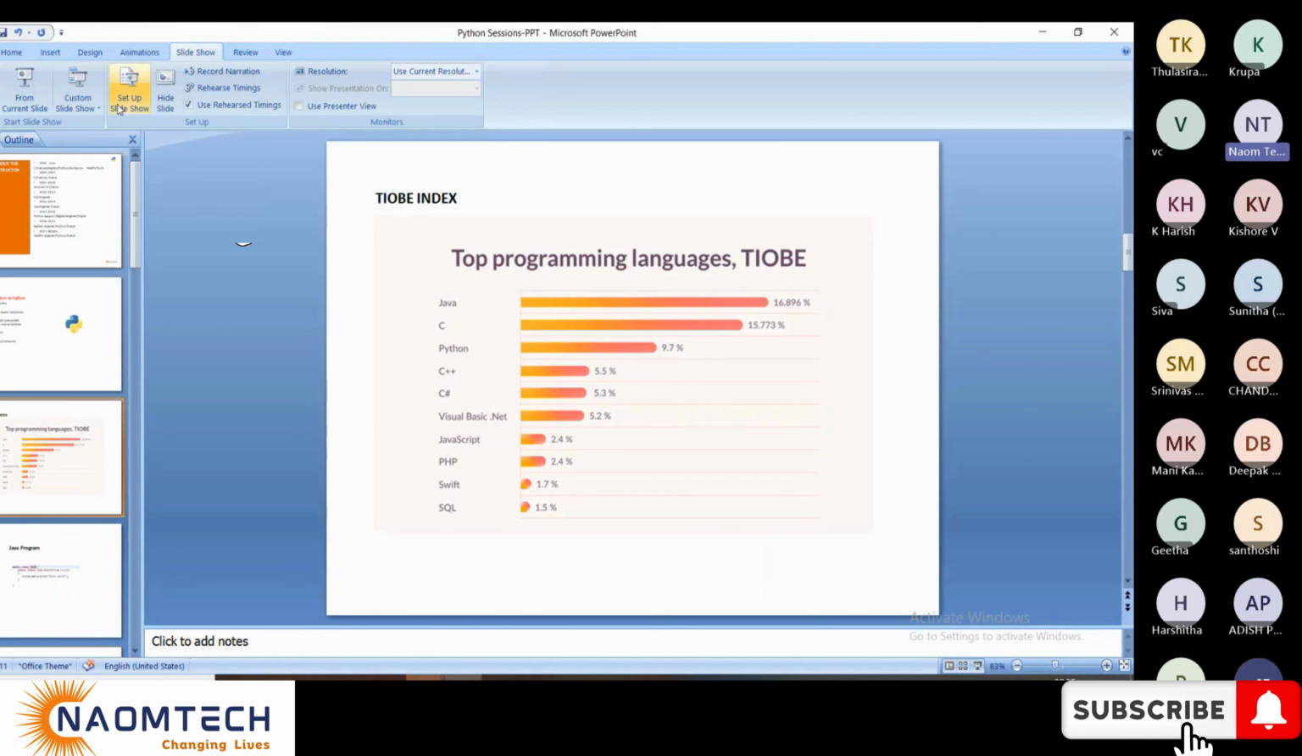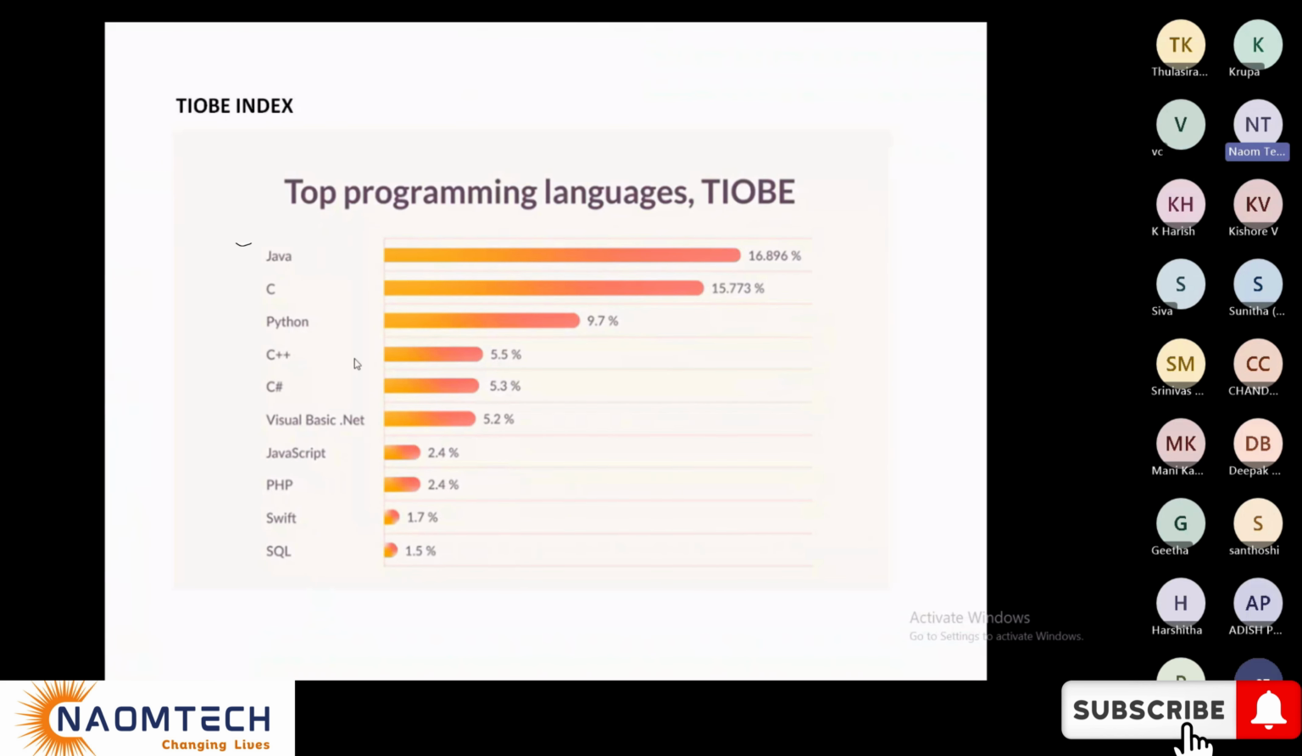Now coming to the stats of Python. This is called the statistics, actually. And if you see, Java is still at the top, and then C has the next place, and then Python.